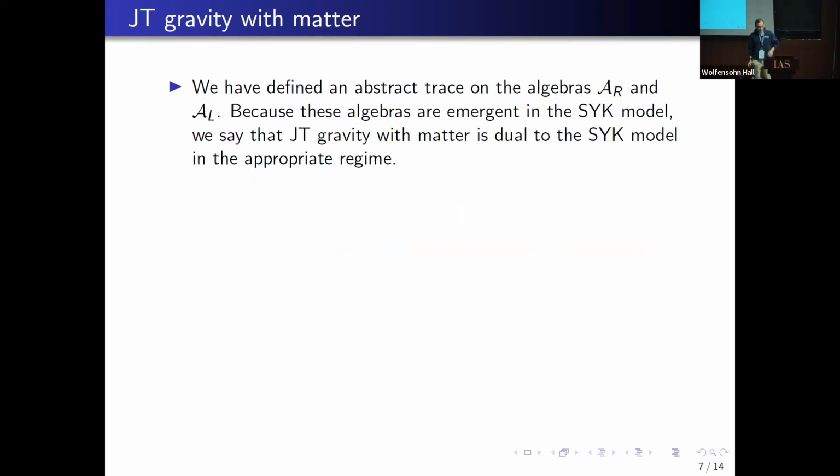Okay, so now just to summarize the AdS2 part of the talk, we've defined an abstract trace on the algebras AR and AL, and these algebras are emergent in the SYK model. By that, I just mean that we can represent the operators H and O in terms of the fundamental Majorana fermions of the SYK model. And furthermore, we can represent the abstract trace using the canonical type 1 trace of the SYK model, but crucially in the appropriate scaling regime. And so for this reason, we say that JT gravity with matter is dual to the SYK model.